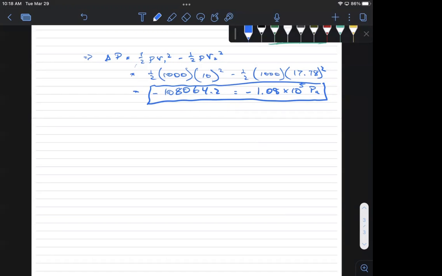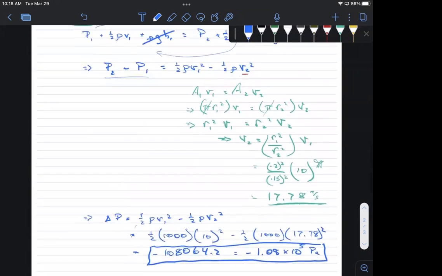So just going over the relations between the variables again, right? Your change in pressure has an inverse relationship with the change in velocity, I guess. Because if the first velocity in this one was 10, the second one was 17.78, and then your answer was negative. So if velocity 2 is greater than velocity 1, your change in pressure is going to be negative. And that makes sense.